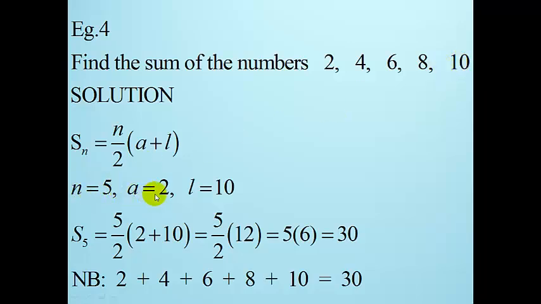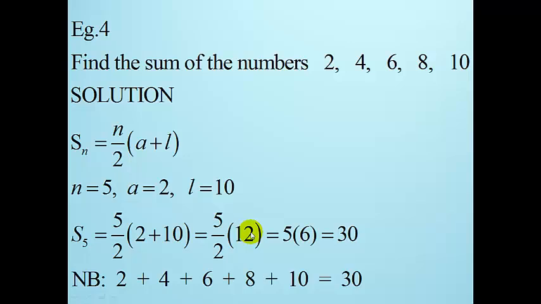The first term a is equal to 2, that is the first term of the sequence. And l is equal to the last term, that is 10. Now from the formula Sn equals n over 2 into bracket a plus l, by substitution, we have S5 equals 5 over 2 into bracket 2 plus 10, where 2 is the first term a, 10 is the last term l, and n is the number of terms, that is 5. Now 2 plus 10 is equal to 12. So we have 12 times 5 over 2.